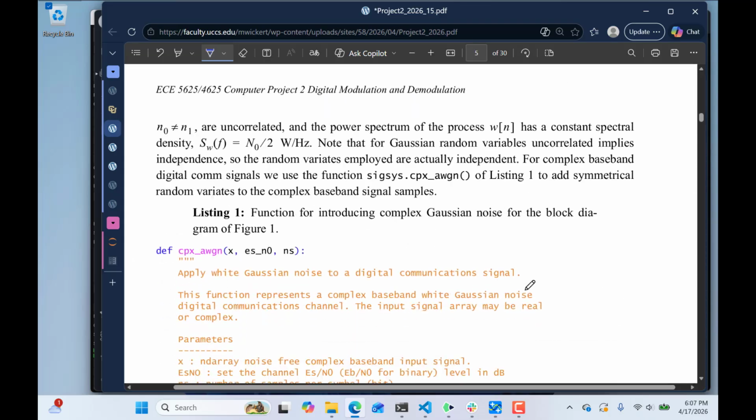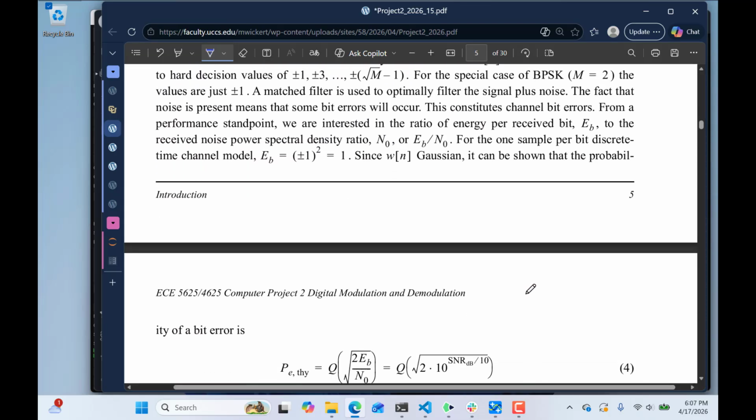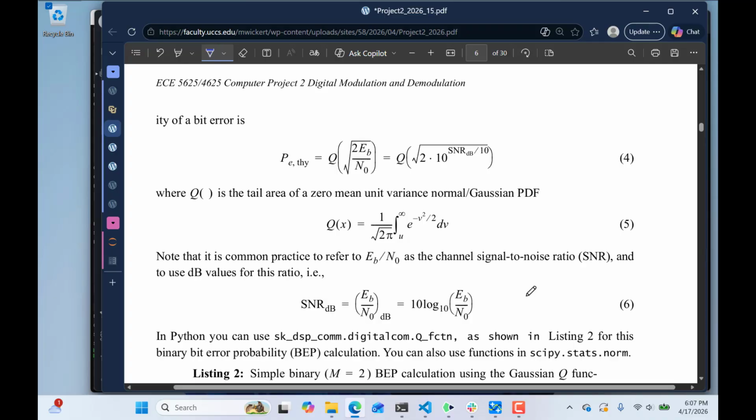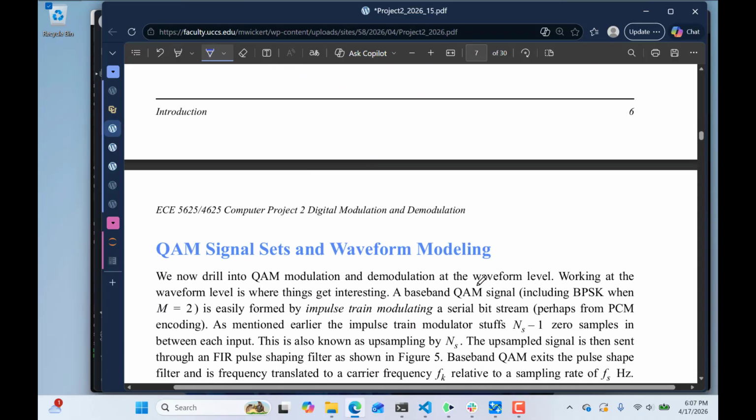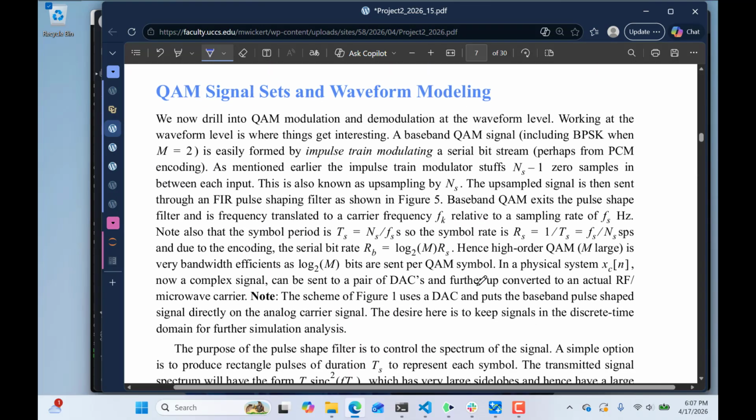White Gaussian noise perturbs this, and the example here just goes through some analysis of how the tail of a Gaussian PDF factors into the calculation for BPSK. For the quadrature scheme that we're looking at, QAM, it's a little bit more complicated than that because you have differences from the different points in the 64 location QAM signal.